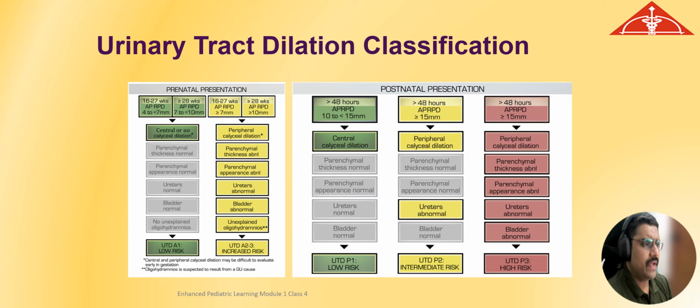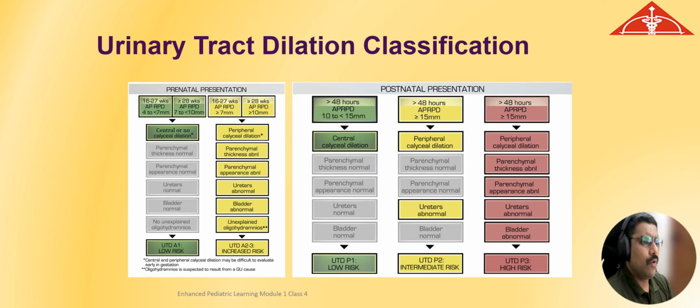In the postnatal period, UTD A1 can be diagnosed as AP-RPD of 10 to less than 15 with only central calyceal dilatation, which is UTD P1, which requires a repeat monitoring ultrasound at 4 to 6 weeks of age without any further indication.